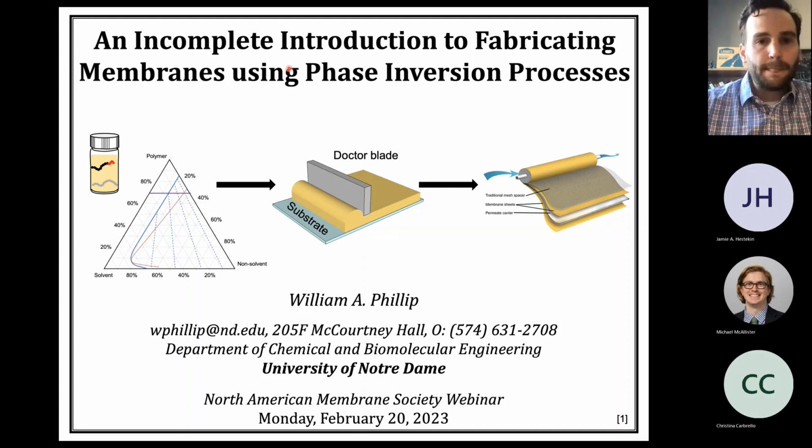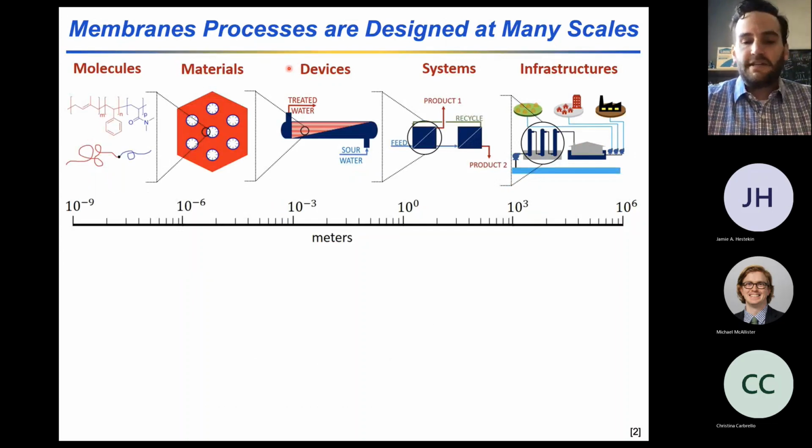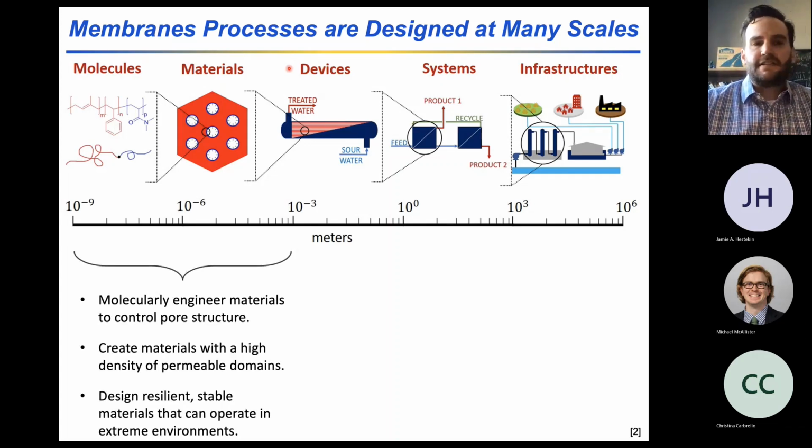The way to get this started and motivate the desire to understand the membrane fabrication process a little bit more is that there's a lot of exciting work in developing membranes across a variety of length scales. There are people interested in making new molecules or new materials that have exciting structures and properties that could potentially benefit membrane separations. They're thinking about how to engineer the pore structure, create higher densities of pores or permeable domains, and make membrane materials that are resilient to long-term operation in extreme environments.